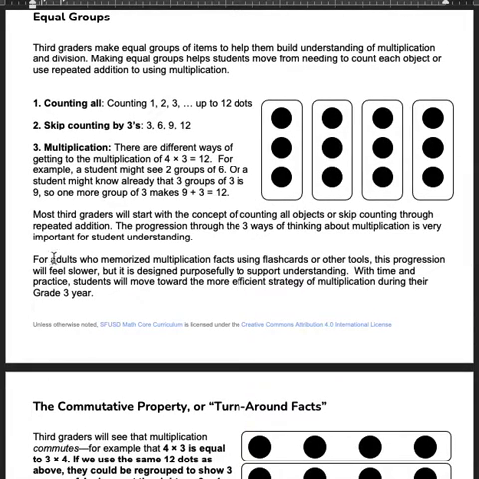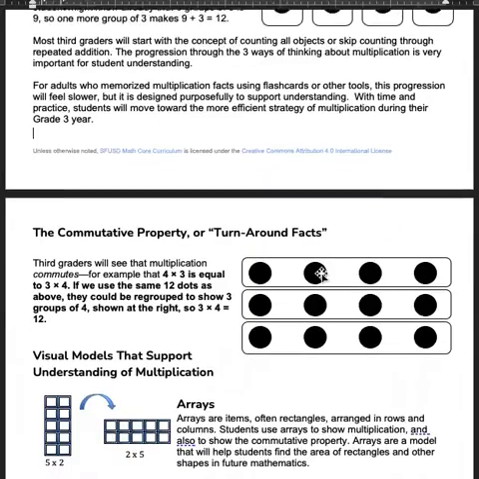And another thing is that for adults who memorize multiplication facts using flashcards or other tools, this might seem a little bit slow, but this is to build their understanding of why 4 times 3 equals 12 versus just memorizing the facts. They'll get to a point once they see it in combination with each other that they'll start to memorize some of those facts and vice versa.